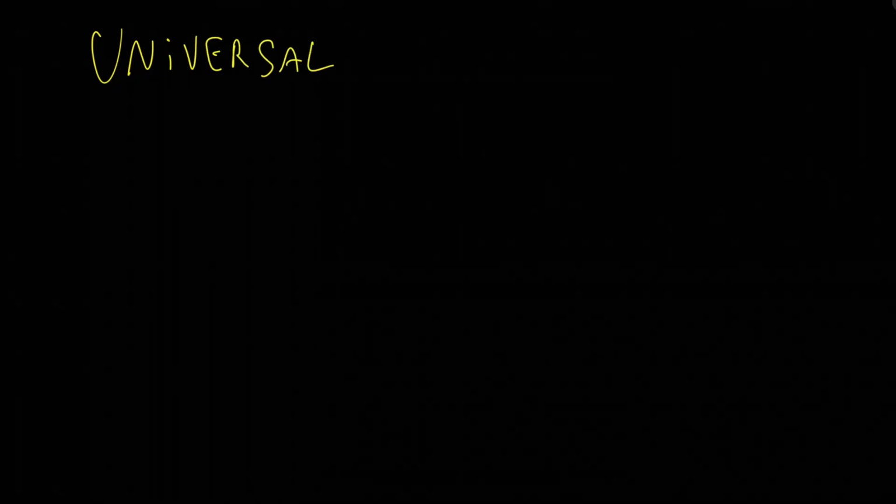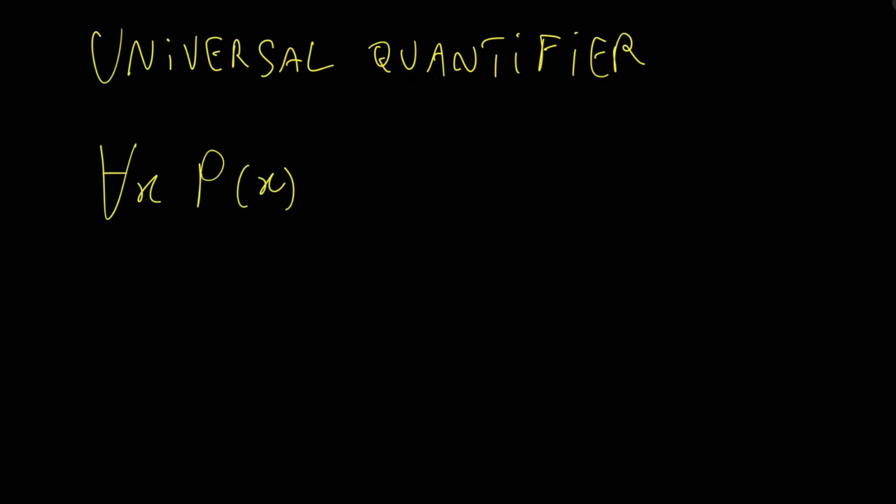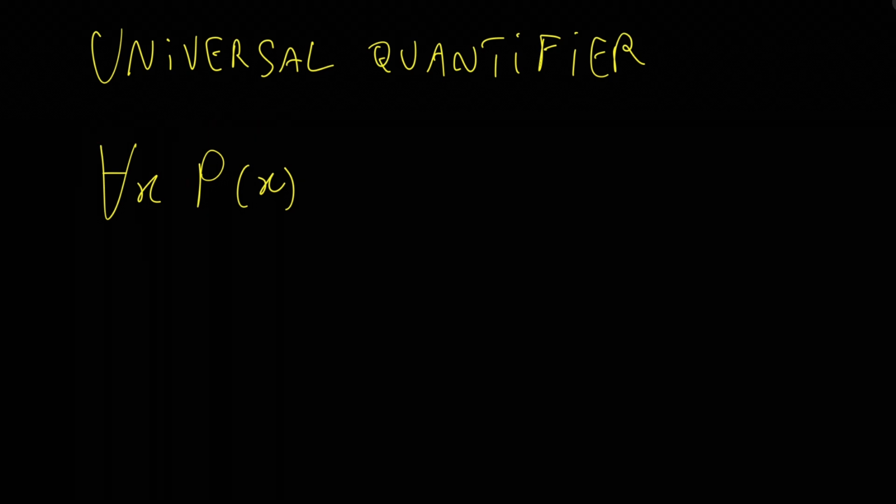Okay, now let's get back to quantifiers. First, the universal quantifier. This one lets us say that something is true for every object in a domain. We write it as for all x, p of x. So remember, p of x is our predicate. And we are saying that this holds true for all x. So for every object in the domain.